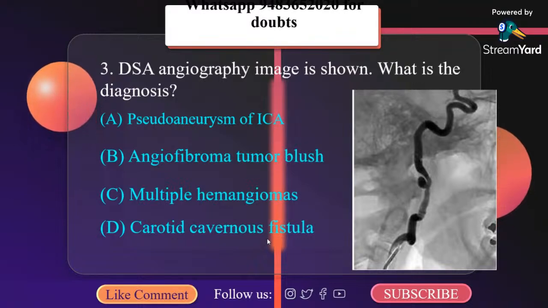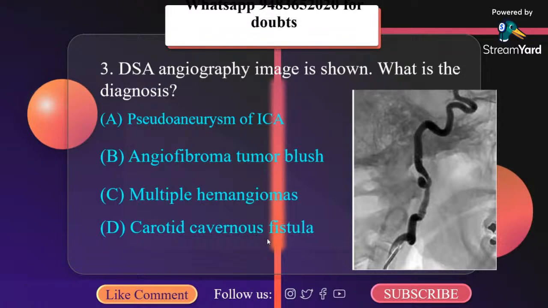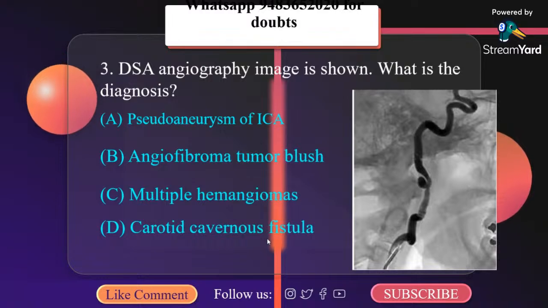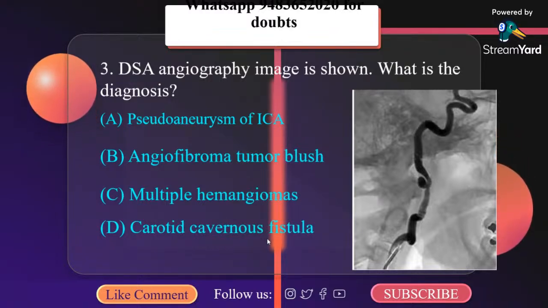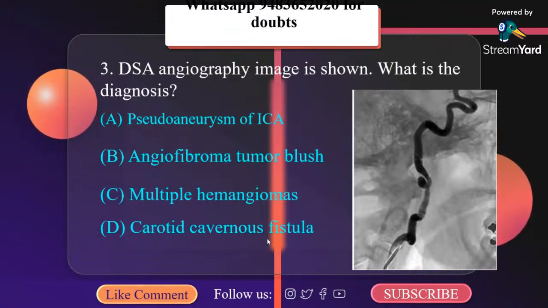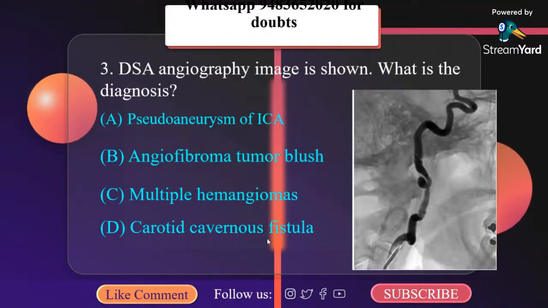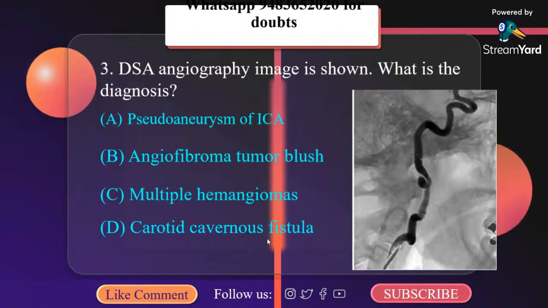Well, this appears to be a pseudoaneurysm of internal carotid artery. The image is showing a well-defined outpouching from the cervical portion of internal carotid artery, that is level C1. This is typical for pseudoaneurysm, and the image almost remains the same for pseudoaneurysm in any other part of the body. So it is a pseudoaneurysm of internal carotid artery.